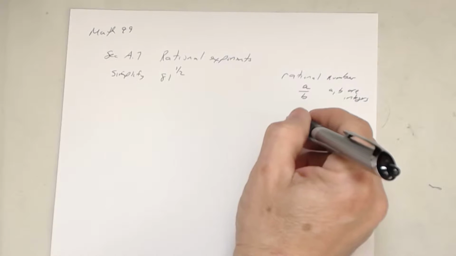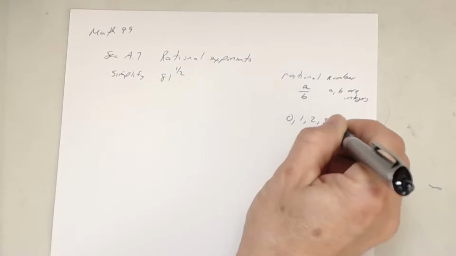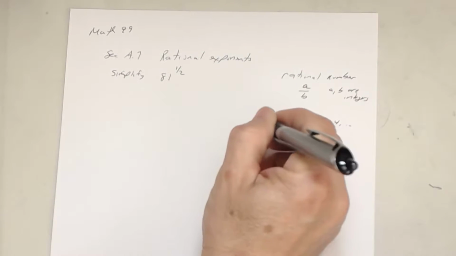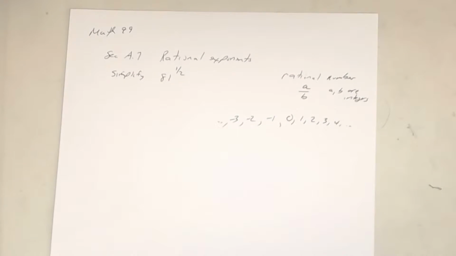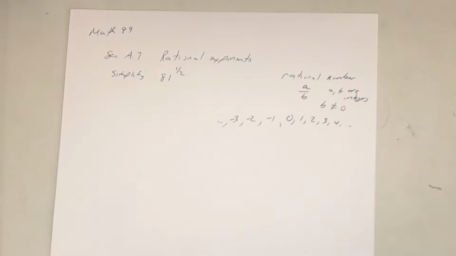Now remember, your integers are your positive whole numbers and 0, and the negative components. But in a fraction, your denominator can never be what? You can never divide by 0. So you also have to say that b cannot equal 0. So if I look at the exponent 1/2, is 1/2 a rational number based on that definition? Yes, because 1 is an integer and 2 is an integer. So that's why they call this a rational exponent.